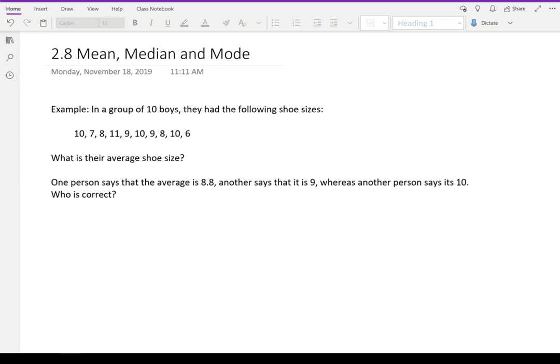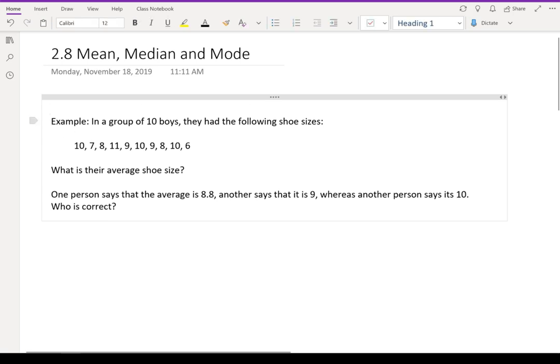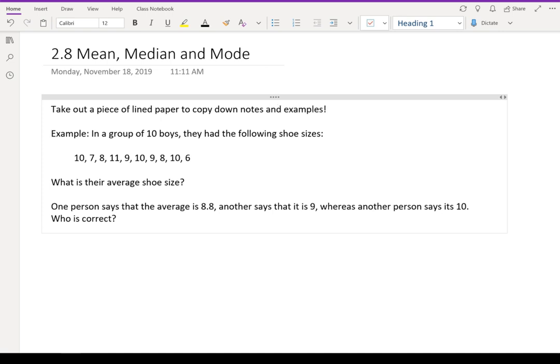I'm going to start off with an example, but like always, I want you to take out a piece of lined paper so that you can write, copy down notes, okay? I'm going to write this down. Take out a piece of lined paper to copy down notes and examples, okay? So I'll leave this here.